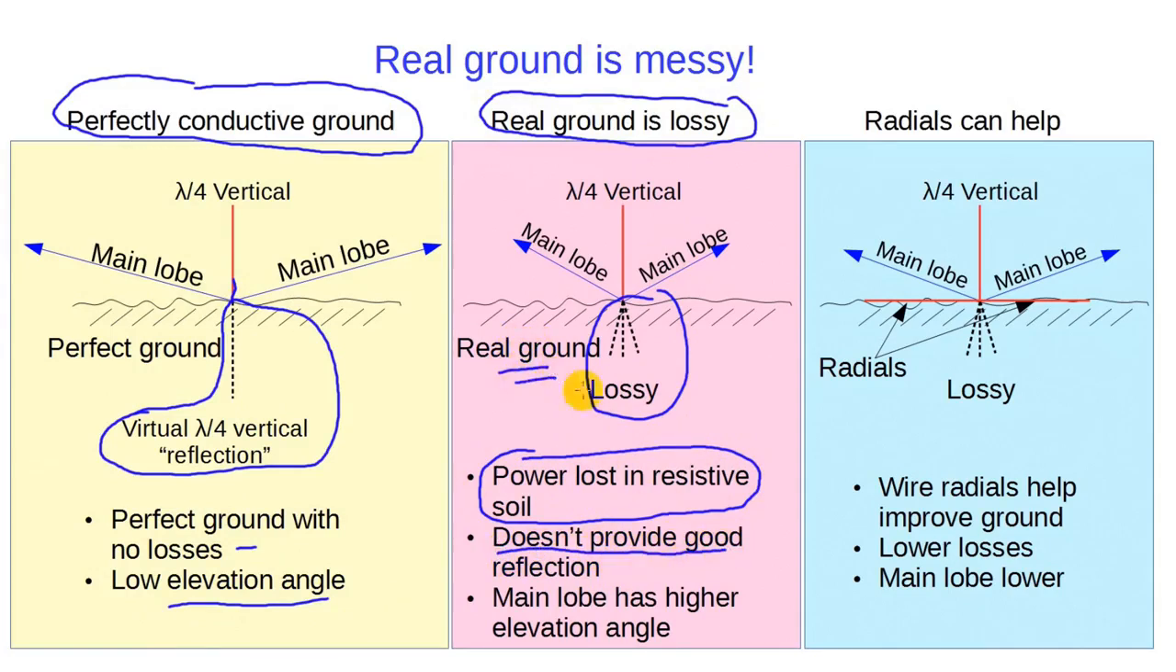So, as the ohmic losses rise as a result of the soil's poor conductivity, the overall antenna efficiency goes down, and, as shown, the main lobe angles up rather more. We compensate for this by using radials, as shown in the blue panel at the left. The radials are shown in red here. This helps improve effective ground conductivity, but they're not perfect.